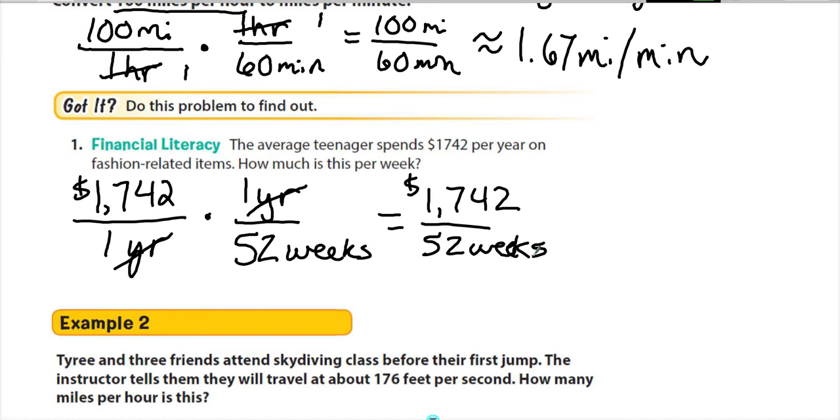And I got 33.5, and that means money, so that would be $33.50. Let's see, did it come out even? Yes, it was even, so we need equals this time. So it equals $33.50 per week.